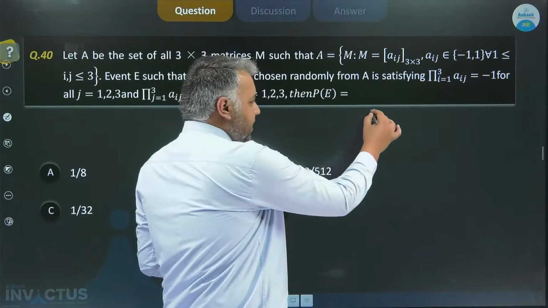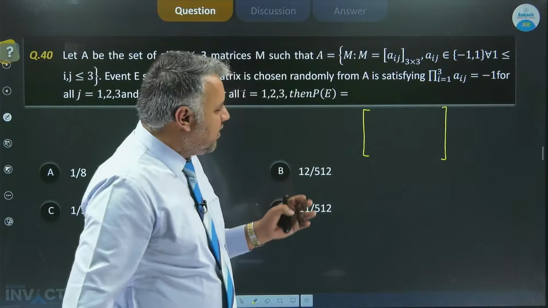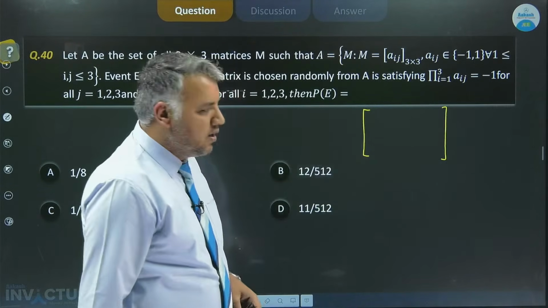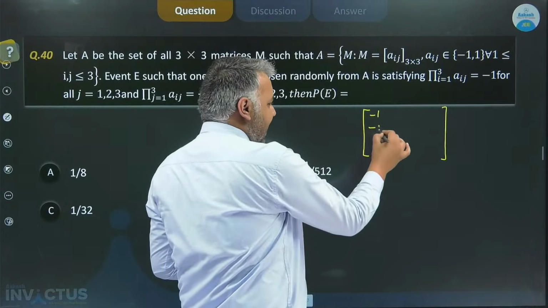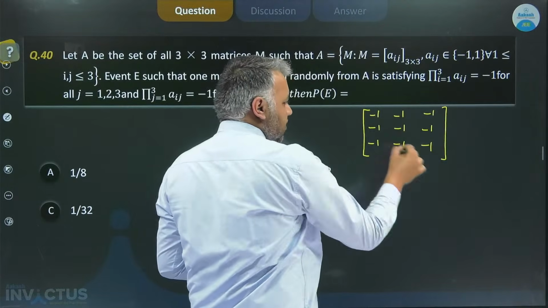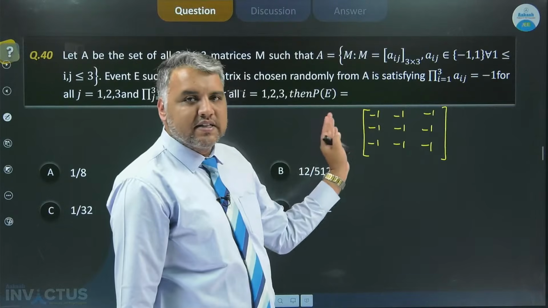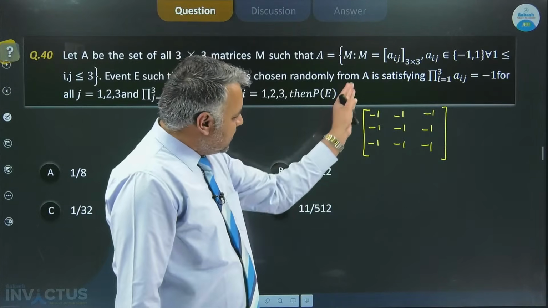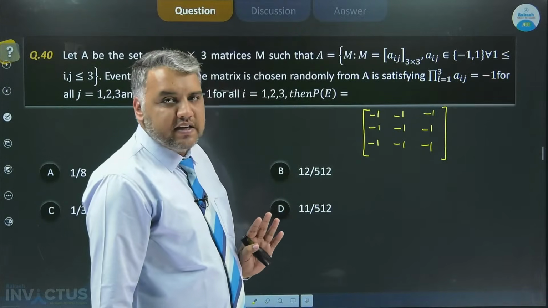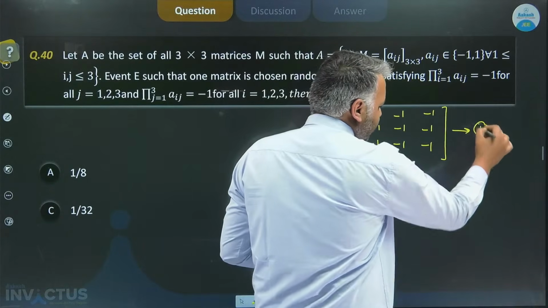So there are 3 possibilities mainly. Let's say we do this question using the case of columns. Say all the columns have 3 negative signs. The first column contains 3 negative signs. Every column or every row must contain an odd number of negative signs. Say first column, second column, third column, all the columns contain negative signs. Okay, so there will be only one possibility of such a matrix.